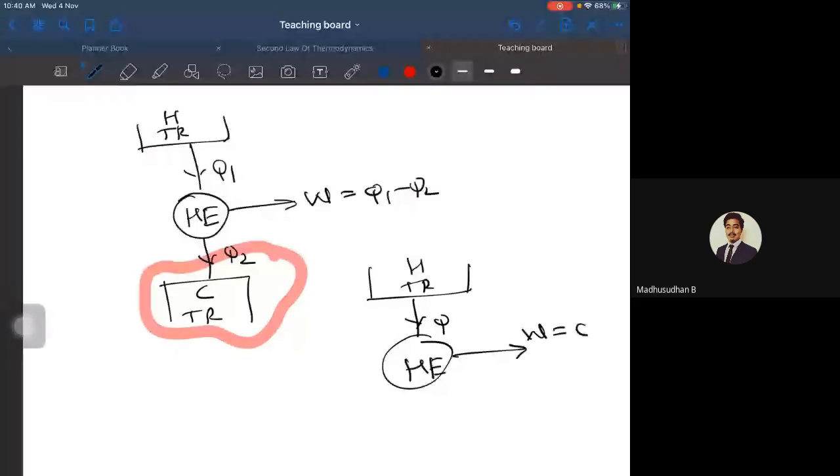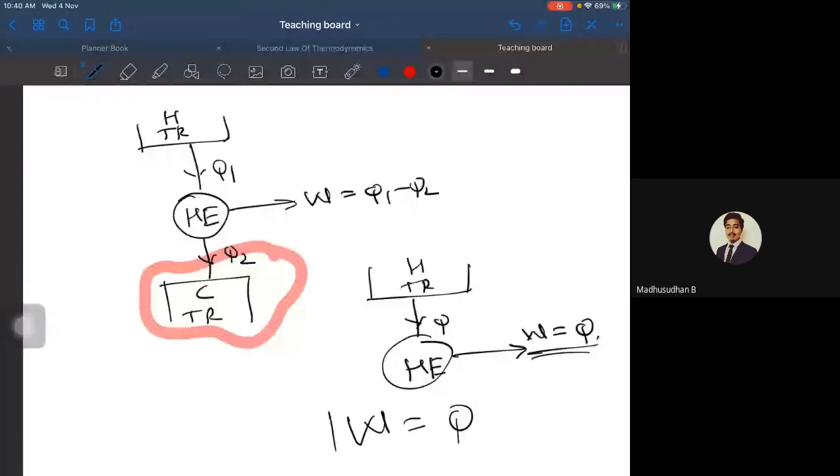Yes or no? So whatever heat input you are getting, there is no heat rejection, so it will be entirely converted into work. So in that case, W will be equal to Q. Yes or no? Yes, exactly. So if you look at this, W is equal to Q.